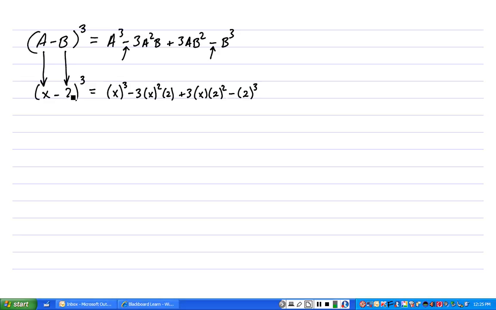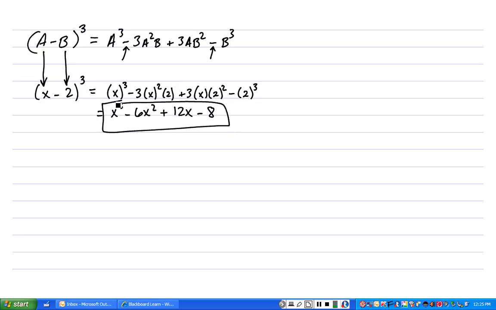So if we follow the formula, we would have x cubed minus 6x squared, 3 times 2 is 6, x squared, plus 2 squared is 4, 4 times 3 is 12x, then minus 8. Quicker if we know the formula. However, if we do not know the formula, again, this is the answer, we're finished.